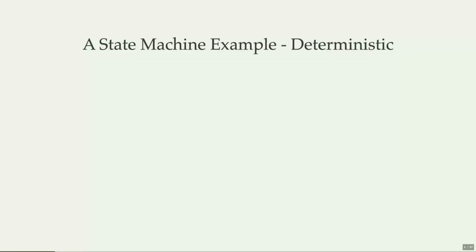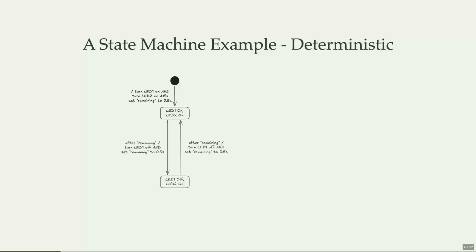So how would this state machine look as a deterministic state machine? We have again, when we start up, an action that turns on both LEDs in this case. And we already need to make a trick here. We need to use a variable for time tracking. In this case, this variable is called remaining, and we set it to 500 milliseconds. And now we do the same thing as basically in the previous example. So after the 500 milliseconds, in this case after remaining, because we need the variable to track the time, we turn the first LED off, transition to the next state, and reset the counter.